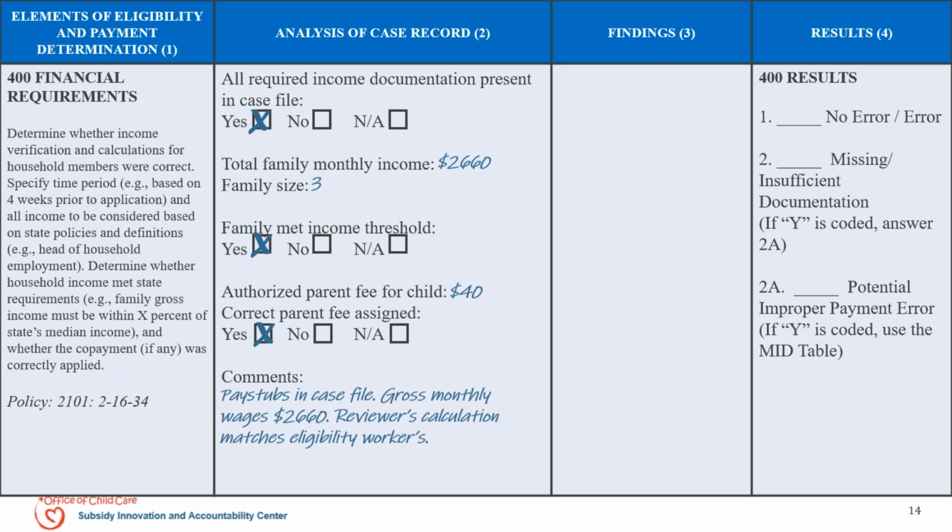So in the comments here, I just mentioned what was reviewed, and I mentioned that the reviewer's calculation matches that of the eligibility worker. A lot of times we do see some math in this comment section for 400, adding up different sources of income or different weeks of income to determine what that monthly amount was. Also figuring out whether the correct copay was assigned. So you might find that helpful here. No error, and so I code column 4 as such.